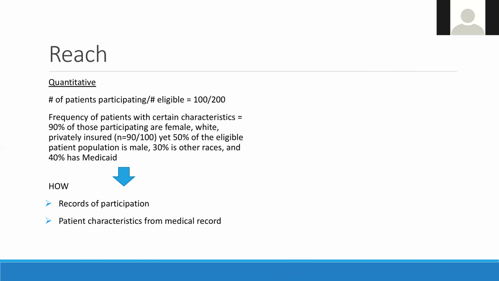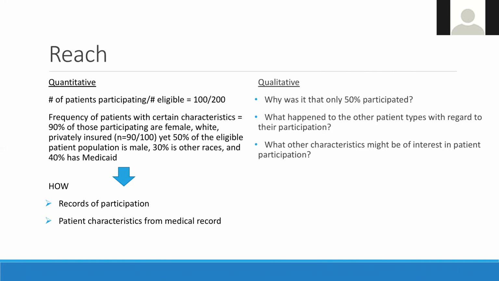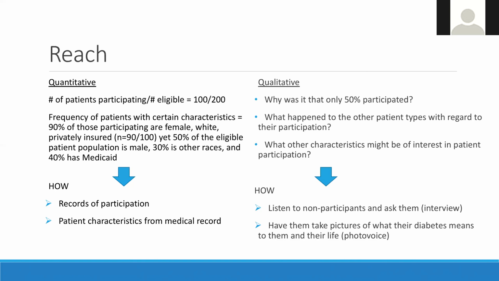So we know who participated and how many, but what do we not know? Well, why was it that only 50% participated? What happened to those other patients? And why did patients with only certain characteristics participate? What other characteristics about the patients besides just their demographics might be driving this participation or lack of participation? So some ideas qualitatively is that you could listen to the non-participants and ask them.